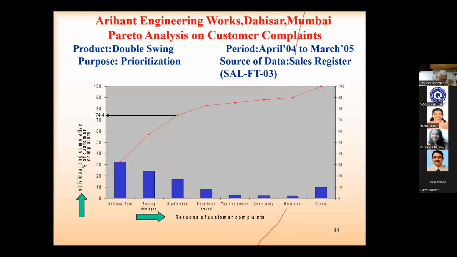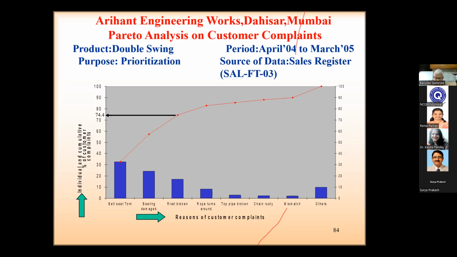Now, what is the conclusion? This is the Pareto analysis on customer complaints on the double swing for the period, with prioritization as the idea, source of data, and so on. Now, the graph is drawn. What is the conclusion? Any of you can help me in drawing the conclusion?